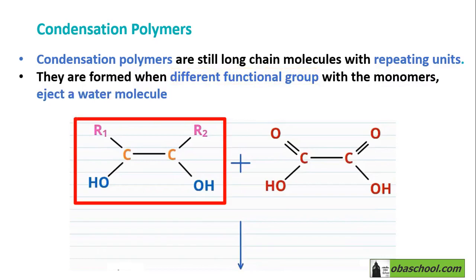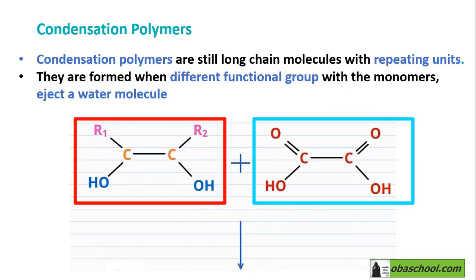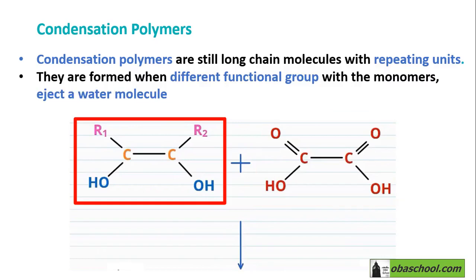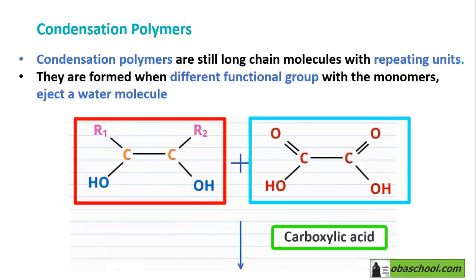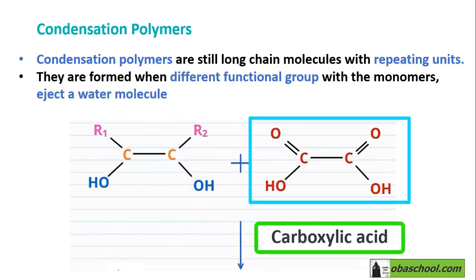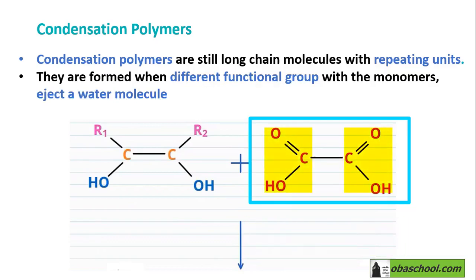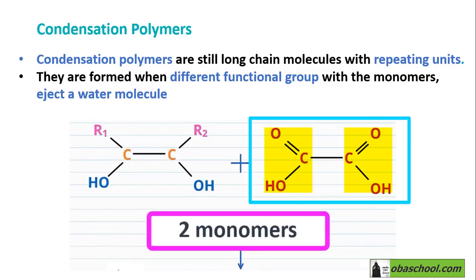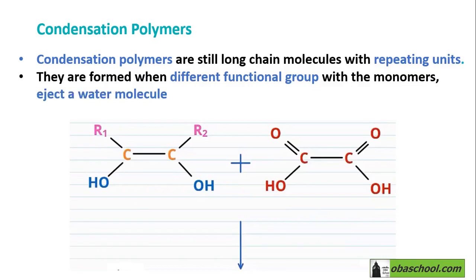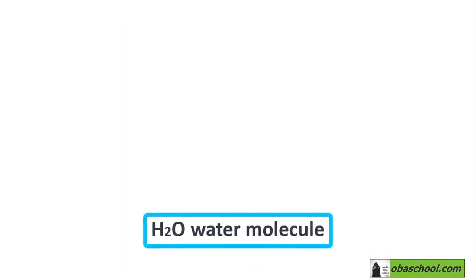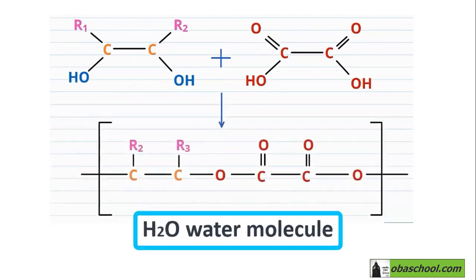As you see here, this is the first monomer. It has a different functional group than the second monomer, which also has a different second group. In the first monomer, we have the OH functional group, which is the hydroxyl group, which belongs to alcohols. In the second monomer, we have the carboxylic acid functional group, which is C double bond O and OH. These two monomers, when they react together in the condensation reaction, will release a water molecule. They will eject a water molecule, as we can see here.